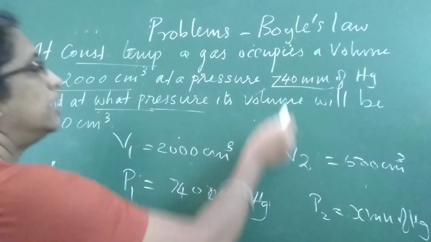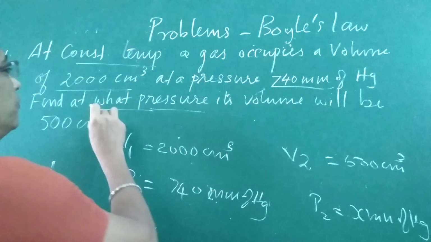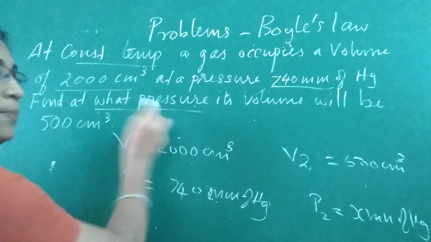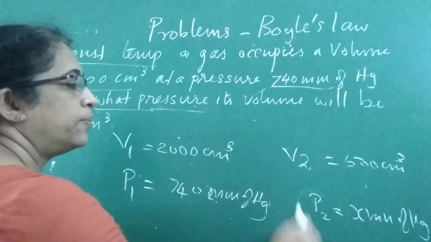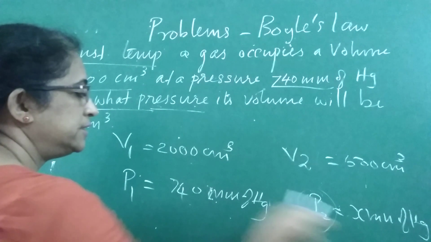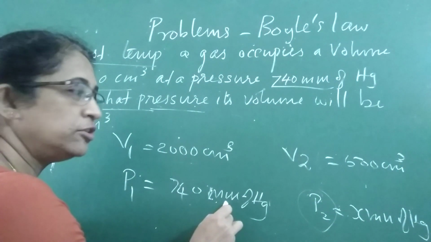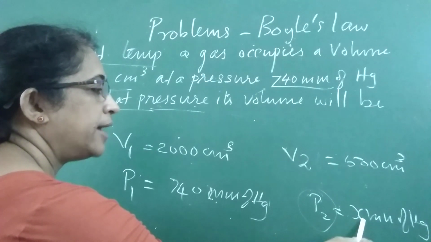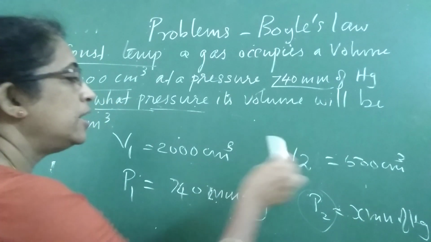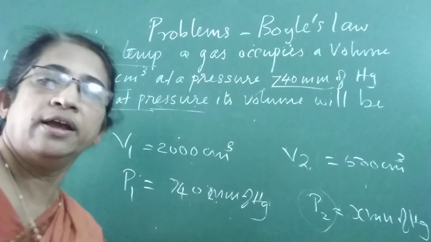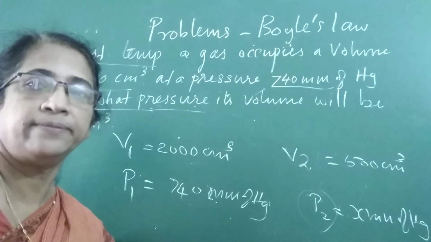Then, find at what pressure. At what pressure means the pressure is unknown. Pressure unknown, there we write X. Here the unit is given as millimeters of mercury, so we can write it as X mm of mercury at a volume of 500 cm³. So first write the data.